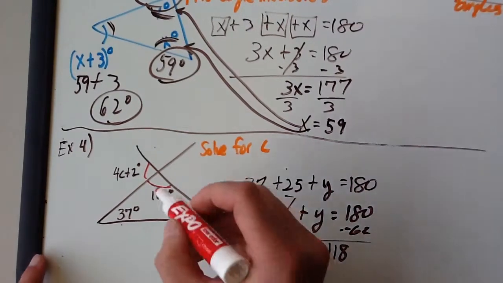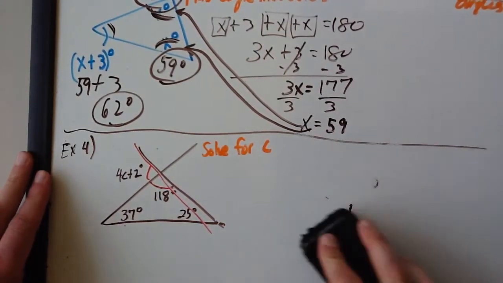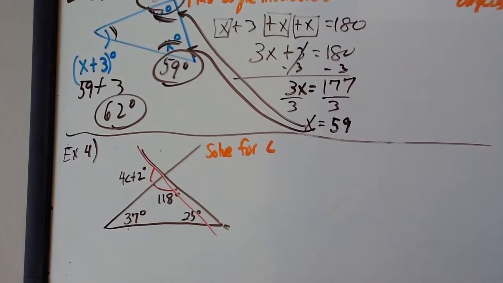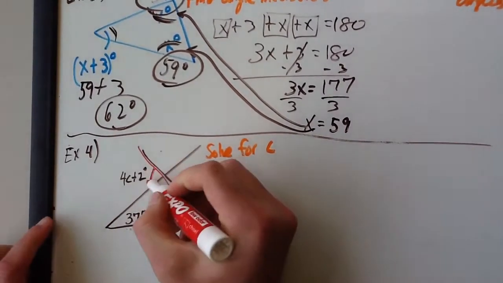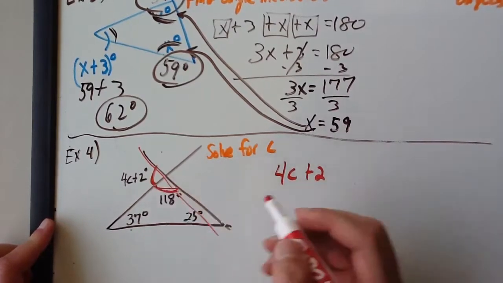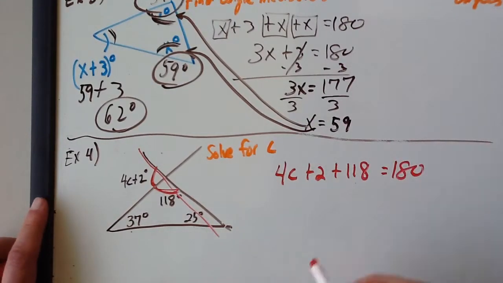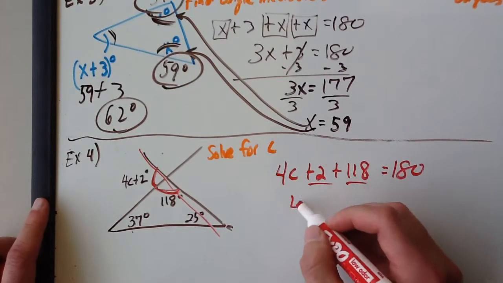Do you see how they're on this line right here? If those angles are on a line, they add up to 180 degrees, right? They are supplementary. So what I have to do is set up a second equation. My second equation would be those two angles that add up to 180. I would have this angle, 4c plus 2, plus this angle, 118, and those two angles add up to 180 because they are supplementary. Now I solve for c by combining like terms.